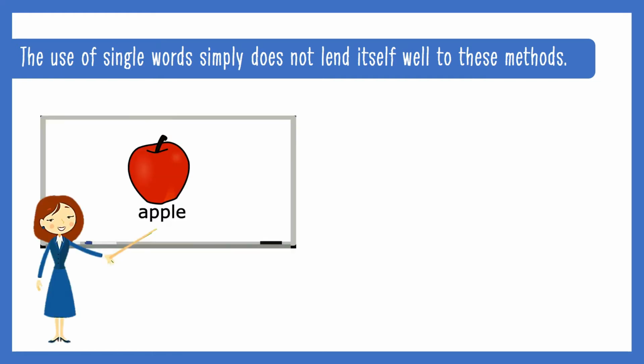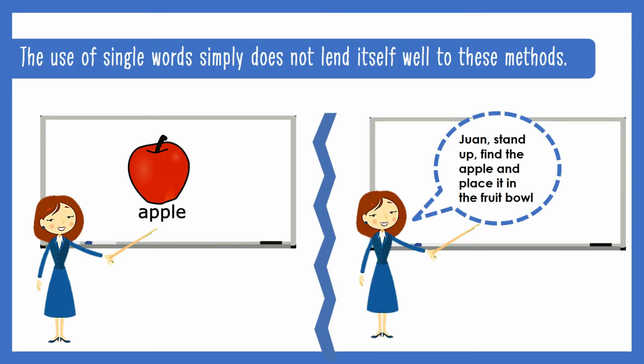For example, instead of telling your student what an apple is by showing a picture on board and saying apple, you should say, Juan, stand up, find the apple and place it in the fruit bowl. This will have that student stand up, remember what an apple is and locate the item itself. Then, recall what a fruit bowl is and place the item inside it.